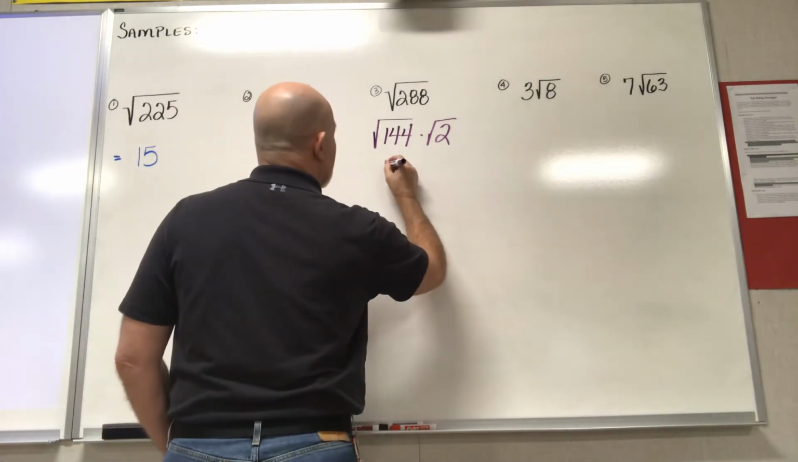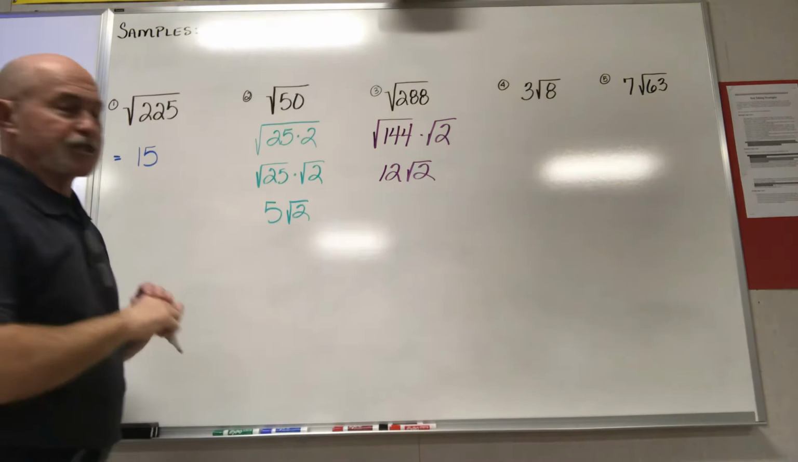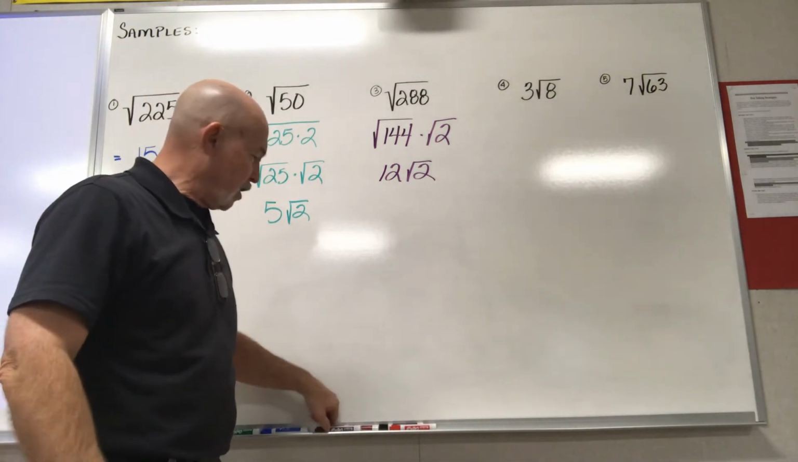Square root of 144 is 12. And that's your simplified answer. Okay?